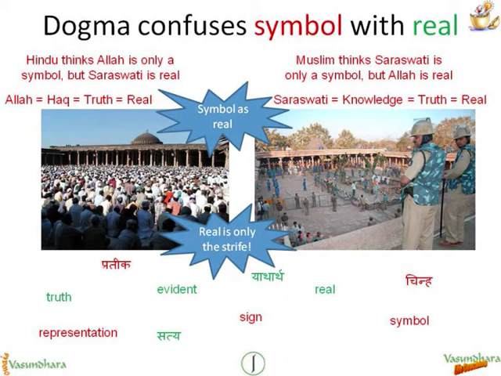Allah, as a representation of reality, is holy because reality is holy, not because Allah is holy. Saraswati is holy because she is a symbol of reality, and reality is holy. In herself, Saraswati and Allah are just symbols. The followers of those symbols are dogmatists who confuse symbol with real and are willing to kill the others, or at least hurt the others, or at the very least run down the others, because they are both Ekantavadis. And why are they Ekantavadis? Because they confuse symbol with real.